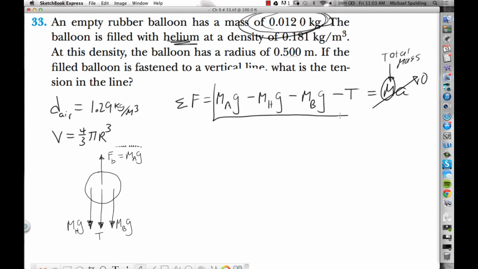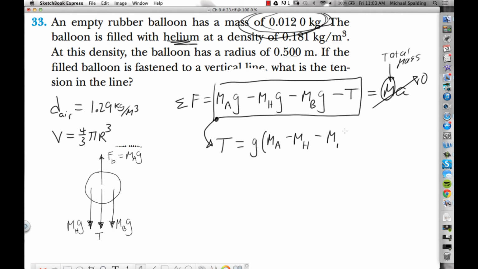So the question wants us to solve for tension. If you rearrange this, I'm going to factor the g out. Tension would be g times (mass of air minus mass of helium minus mass of balloon). That's what the algebra would give. So let's circle what we have. We know gravity, and we have the mass of the balloon, which is 0.012. So what do we need to figure out? We've got to figure out the mass of the air and the mass of the helium.